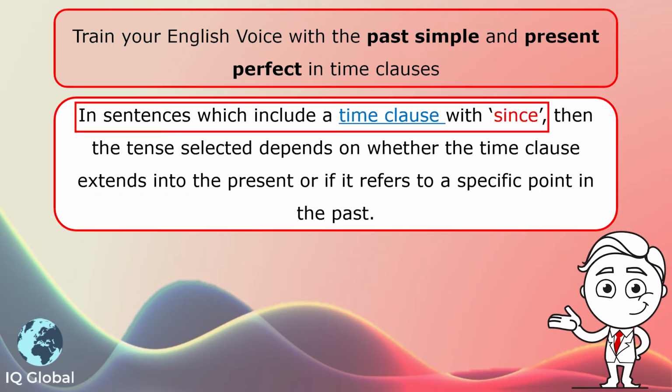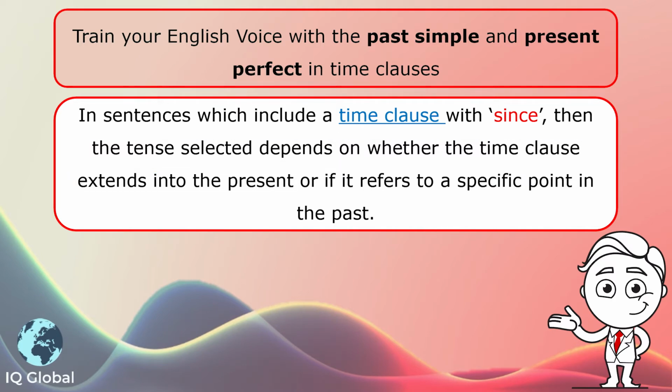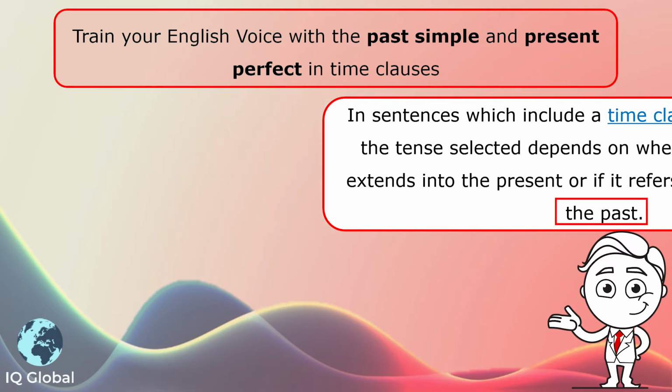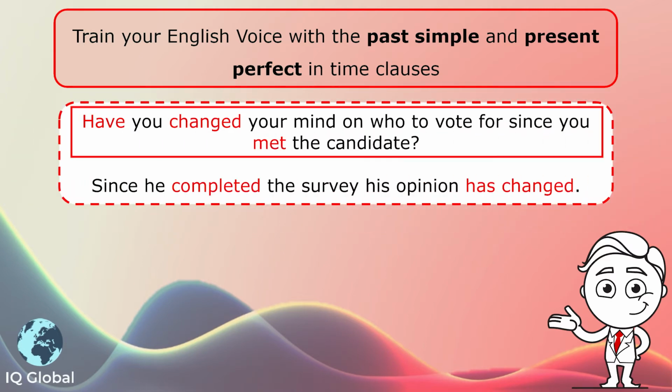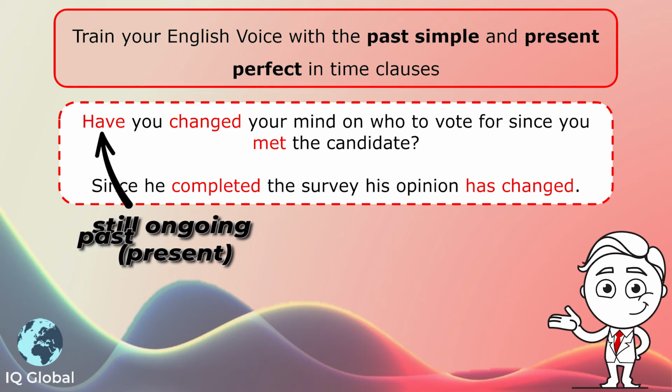In sentences which include a time clause with the word since, the tense selected depends on whether the time clause extends into the present or if it refers to a specific point in the past. Let's look at two examples. Have you changed your mind on who to vote for since you met the candidate? We're using the word since. So this is still ongoing, but they met the candidate. That's in the past. That's where we're blending these tenses.